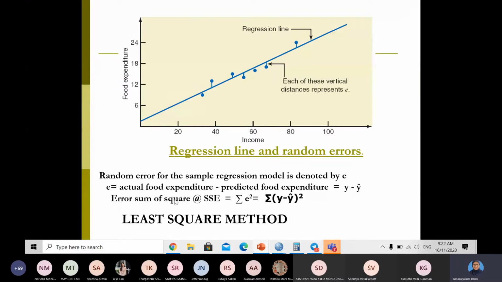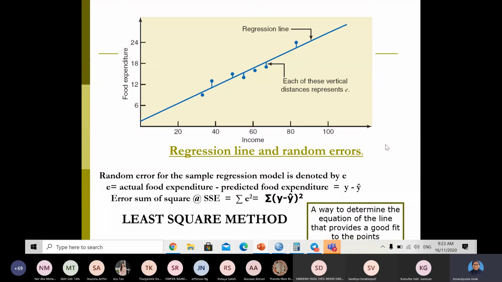So the least, when the error is squared, so this is the smallest, which gives you the smallest error. So this is what we call the least square method, because the error is squared and we total all the squares. So this is the least square method, a way to determine the equation of the line that provides a good fit to the points.